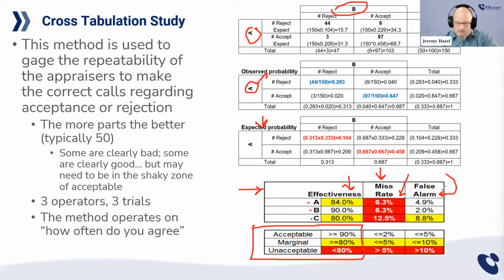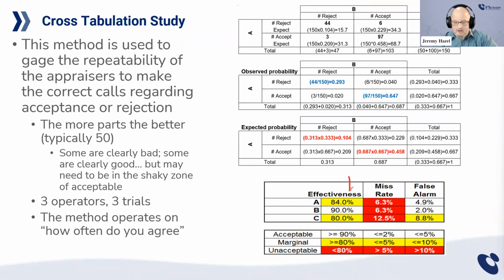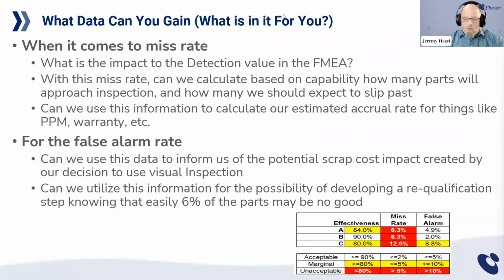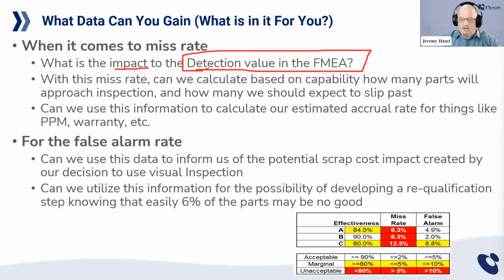Now, most people will pay attention to this column if they even got this far. But I want to show you how to weaponize the miss rate, and I want you to read the false alarm rate, okay? Because these columns, we don't understand the far-reaching implication of these. When you look at miss rate, and these are just things I want you to think about because this is interconnectedness: what is the impact on miss rate to the detection value of the FMEA that you're counting on?